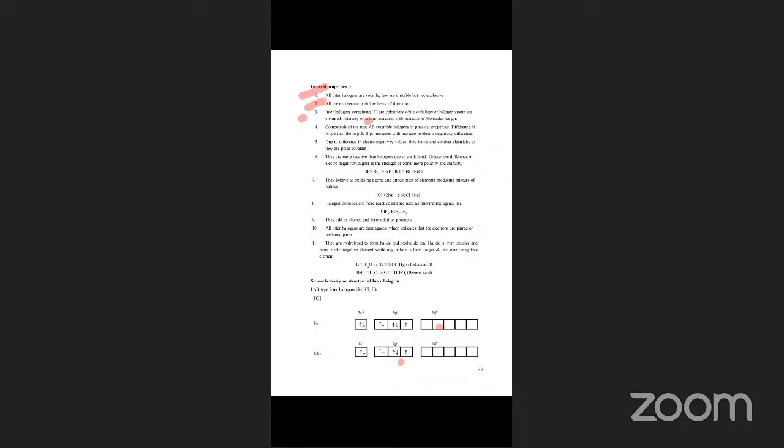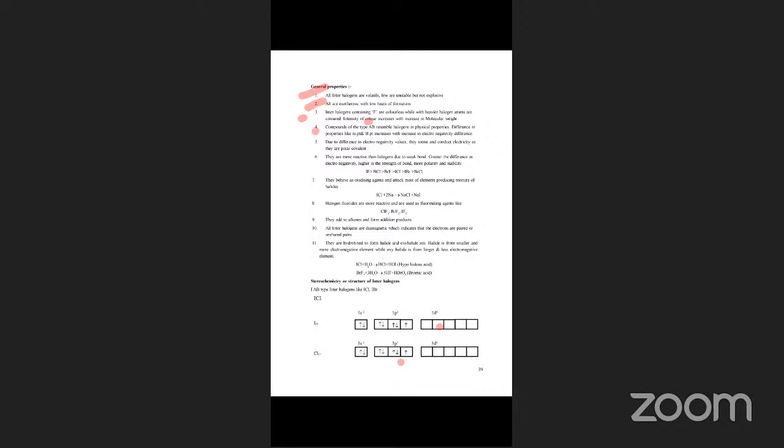Molecular weight: fluorine's atomic number is 9, molecular weight is 19. Chlorine is 17, 35. Bromine's atomic number is 35, molecular weight is 80, and iodine is 53, 127. Okay? So from top to bottom, atomic weight increases. So as the molecular weight increases, the intensity of color will also increase. This is the third property.